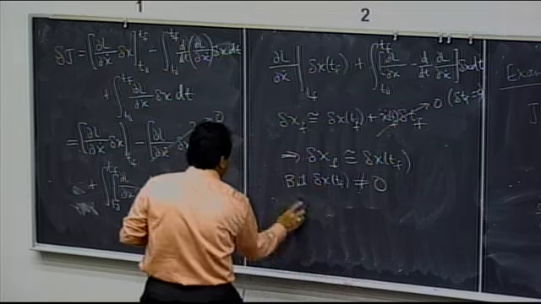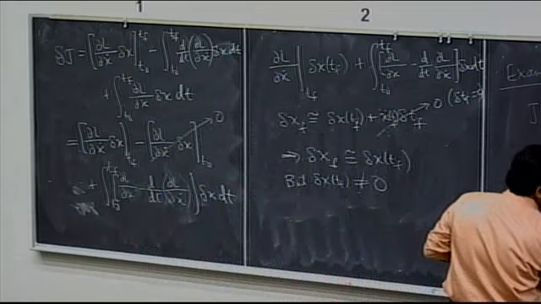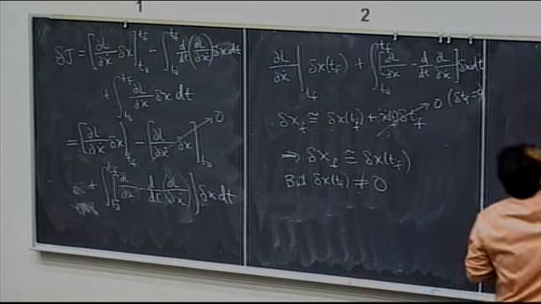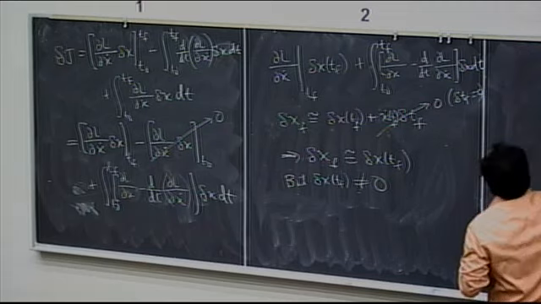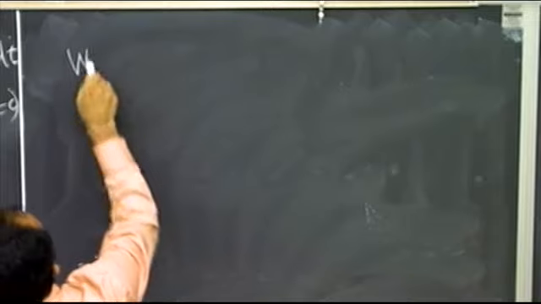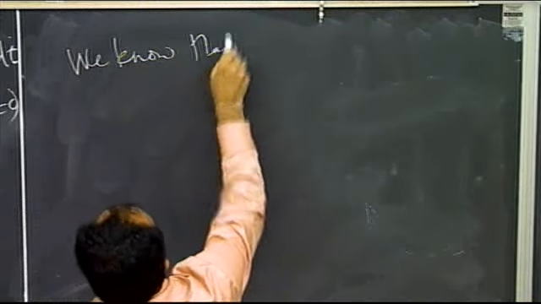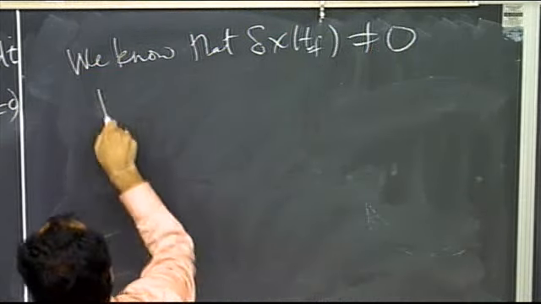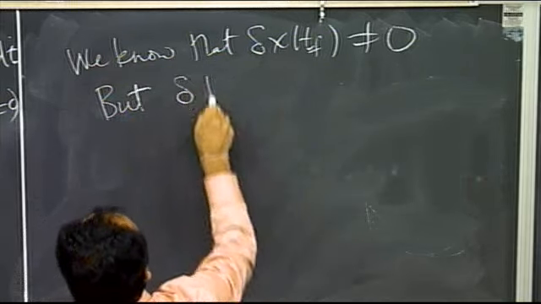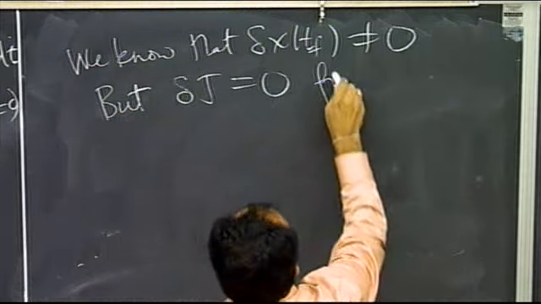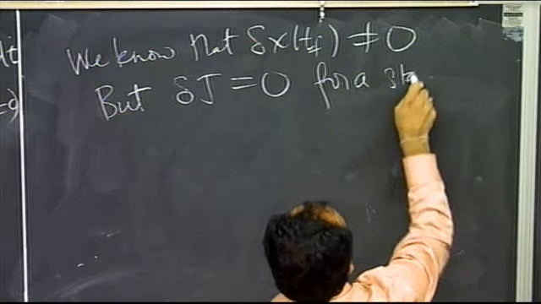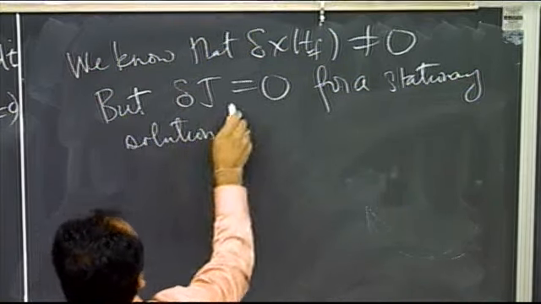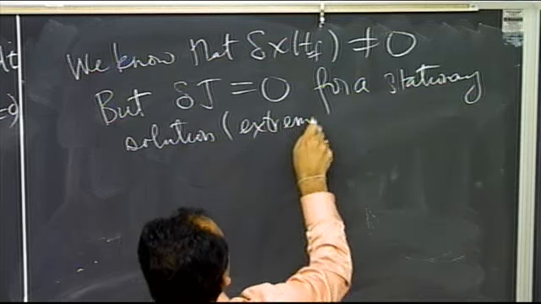So I'll write it over here, actually, so we have a little bit more room. This is where you have to get an understanding of boundary conditions, because the boundary conditions govern so much of what's going on in these problems. So we know that the variation in x at tf is not equal to 0. But the variation in J has to equal 0 for a stationary point or stationary solution, which we also call in calculus of variations an extremal solution.